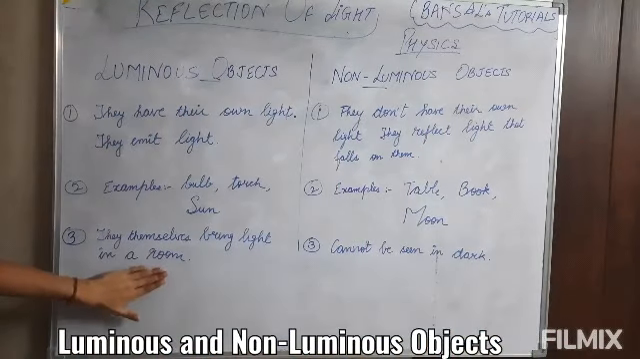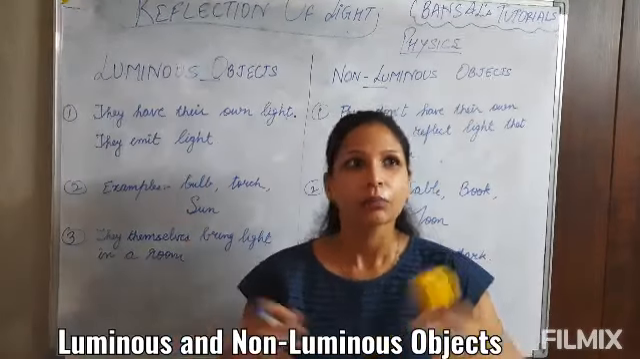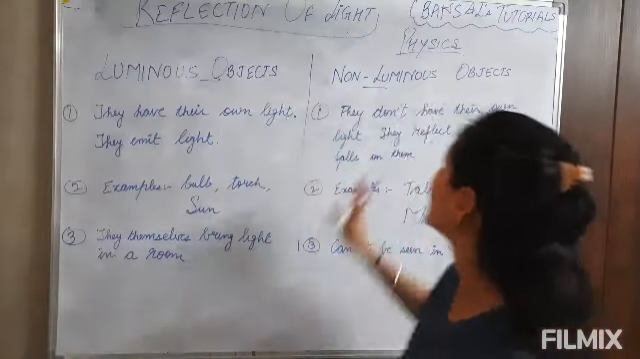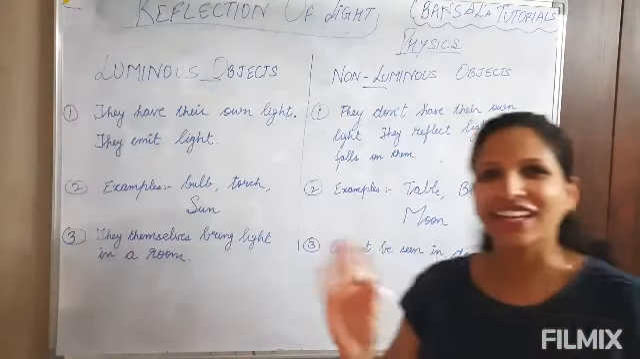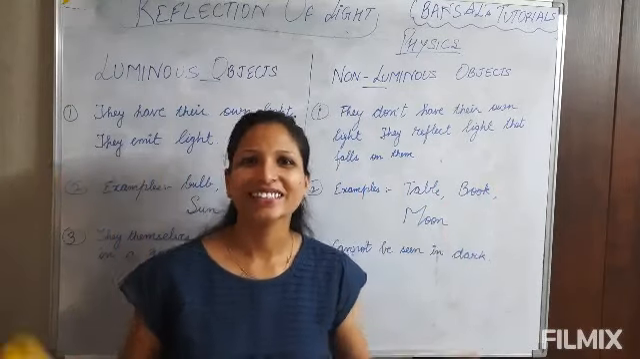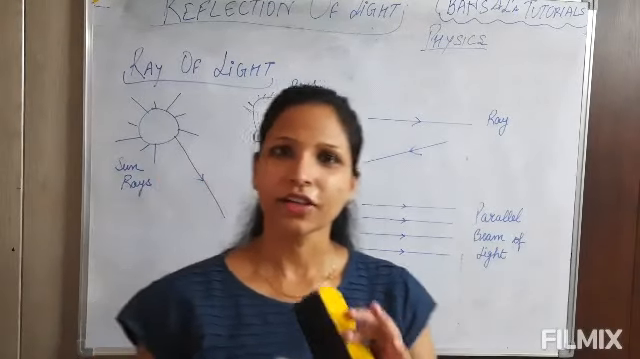So luminous objects bring light in the room. The luminous objects bring light anywhere, wherever they are switched on. But the non-luminous objects cannot be seen in the dark. They can be seen only when there is light around them. So now let us begin with the ray of light.